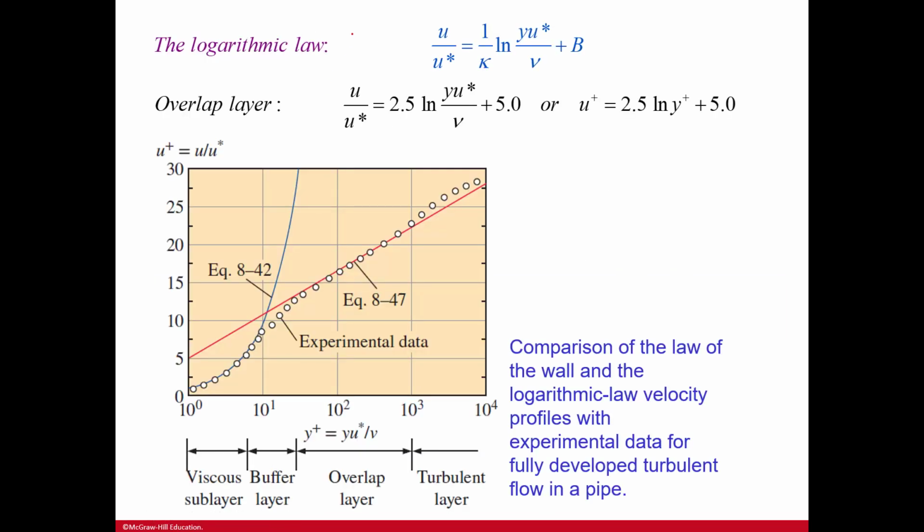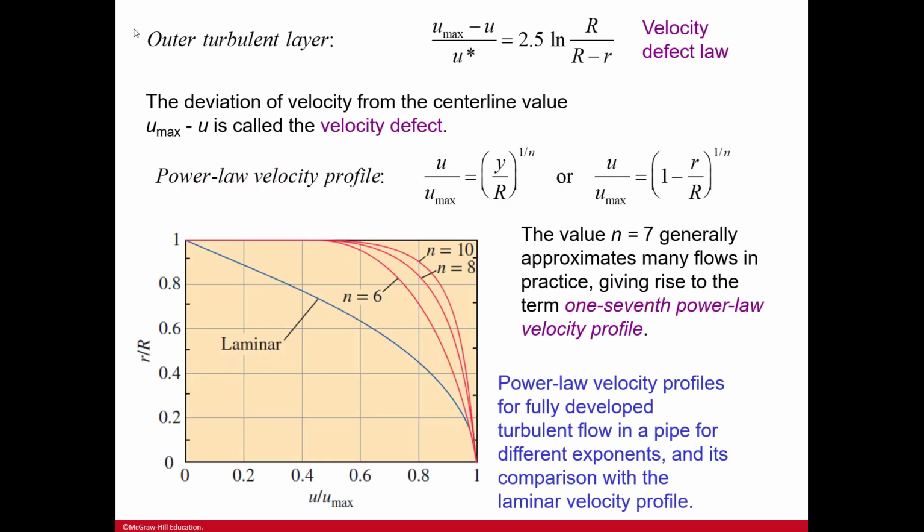The logarithmic law here, and then the overlap. You can see this viscous sublayer, the buffer, this overlap, and then finally reaching that turbulent layer. For the outer turbulent layer, we do have a velocity defect law. The deviation of the velocity from the centerline value, U max less U, is called the velocity defect.